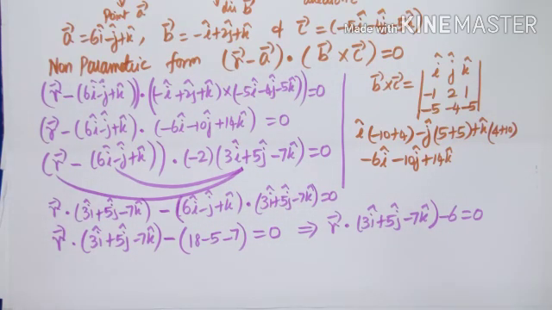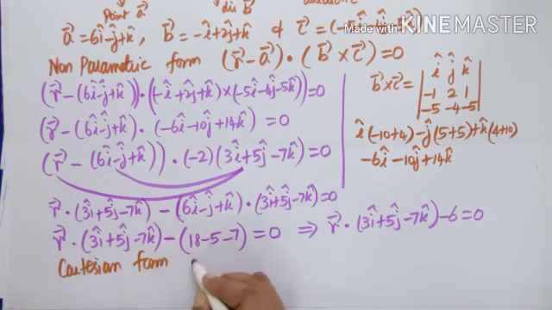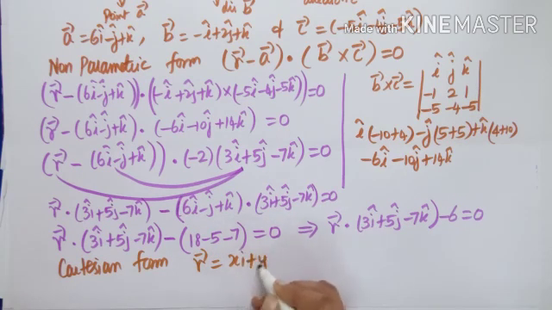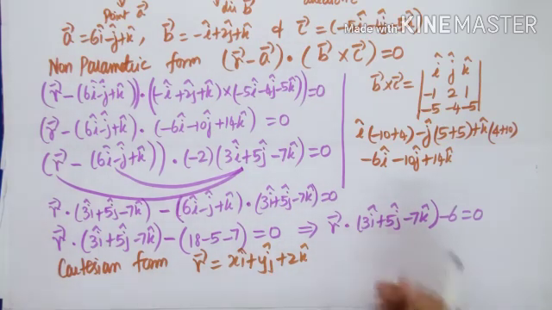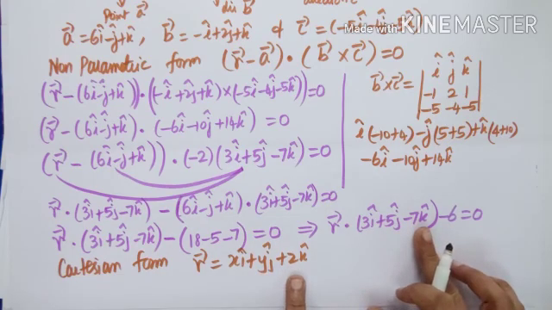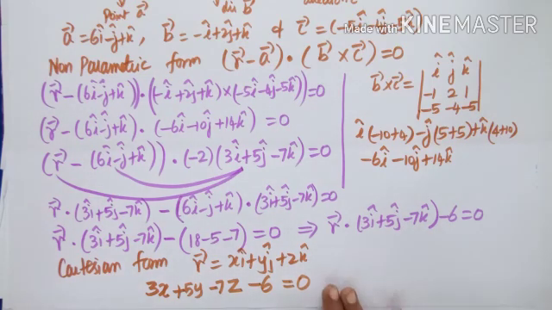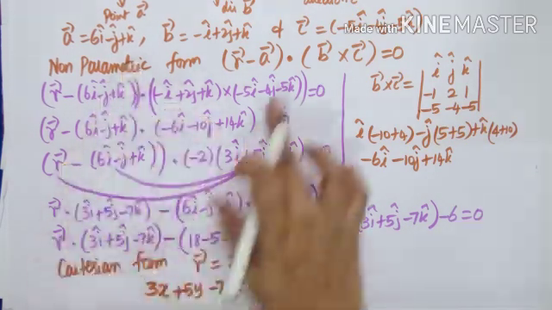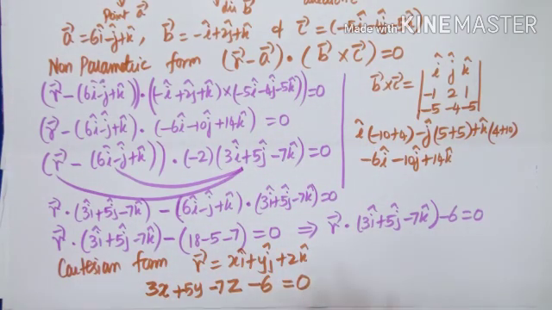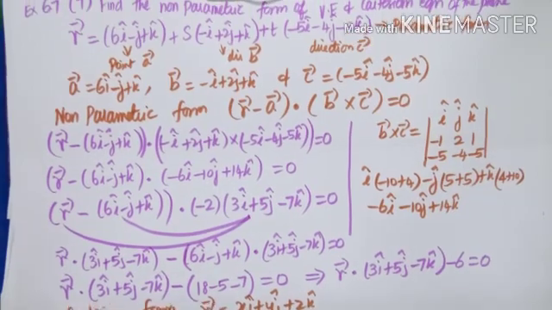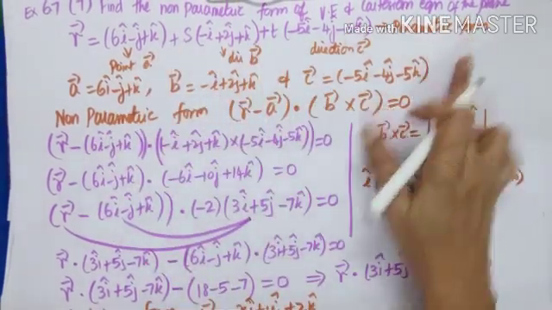Now I need to write the Cartesian form. Remember, for Cartesian form, r vector equals xi plus yj plus zk. As I substitute, dot product tells me i and i, j and j, k and k. So as I multiply, it is 3x plus 5y minus 7z minus 6 equals to 0. So we have just written the non-parametric form of the vector equation and the Cartesian form given a parametric form of a vector equation of a plane.